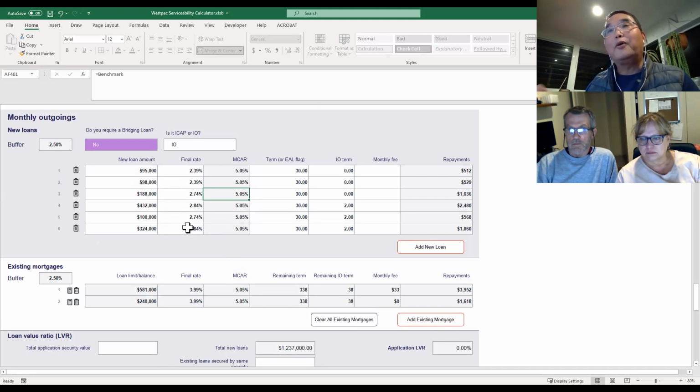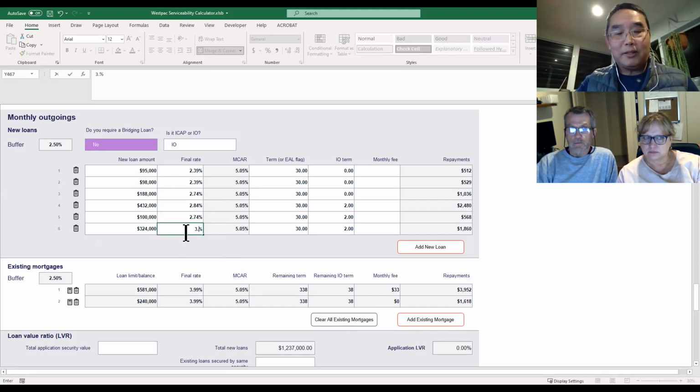Now we need to decide whether we want to take interest only or not. These two loans are interest only already. Yeah, we want to take interest only. And for this one, you can decide whether to take interest only or not. If you take interest only, this final rate will be 3.894.